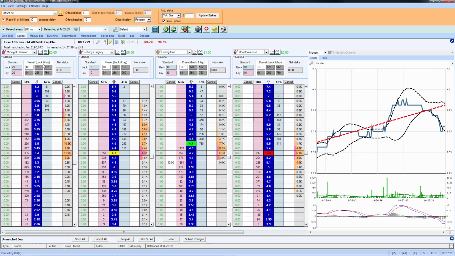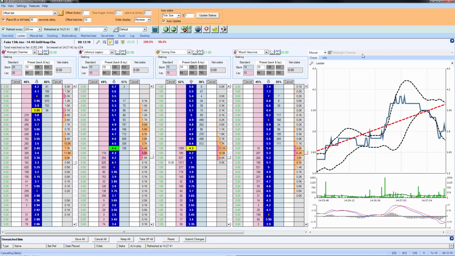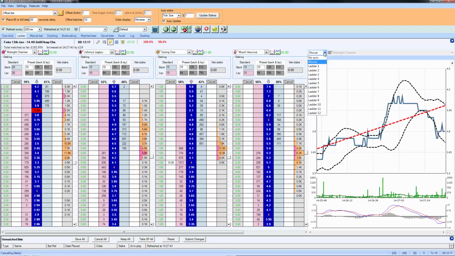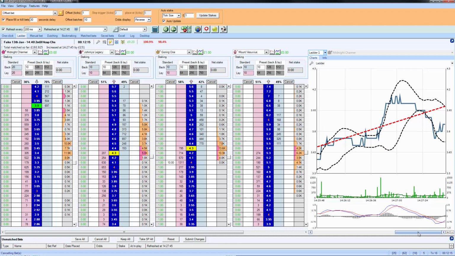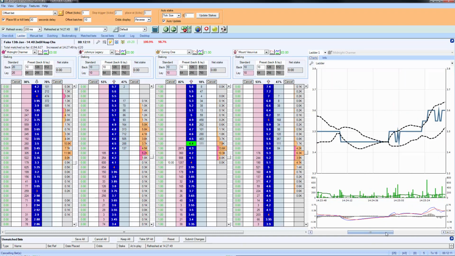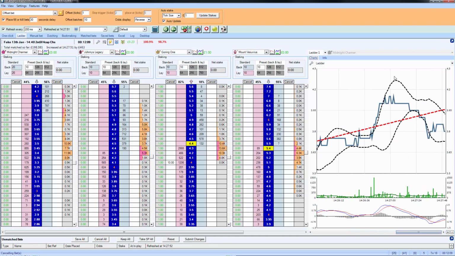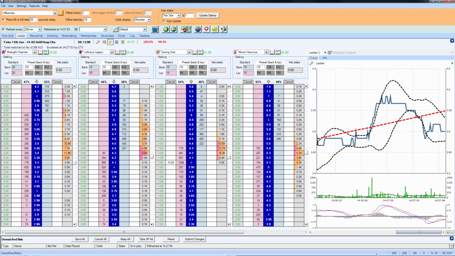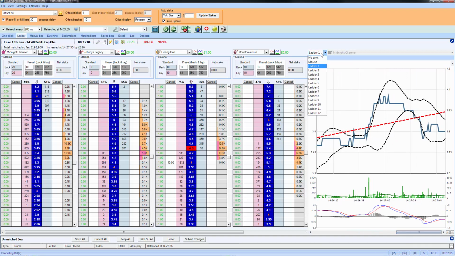The favorite's topped out. If we look at his chart, in fact, what I'm going to do is move this onto ladder one, and we can just show you how this has happened. It was bouncing around 3.5. Price has gone out to about 4, and you can see it's just coming back down again.